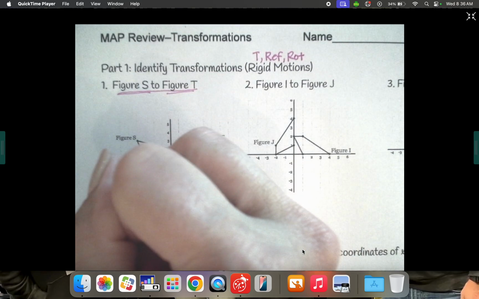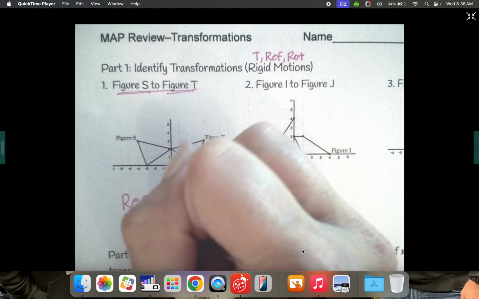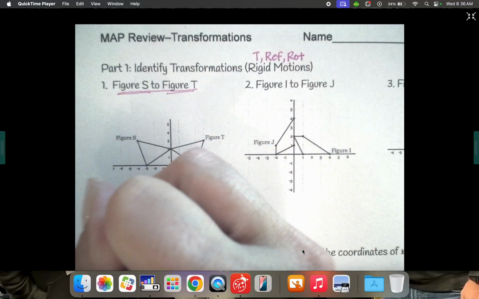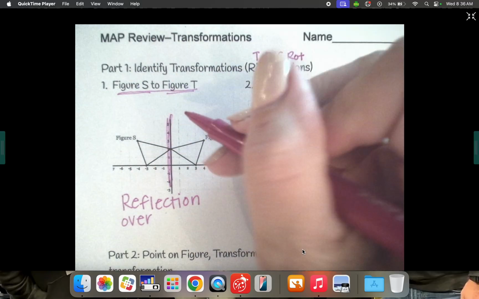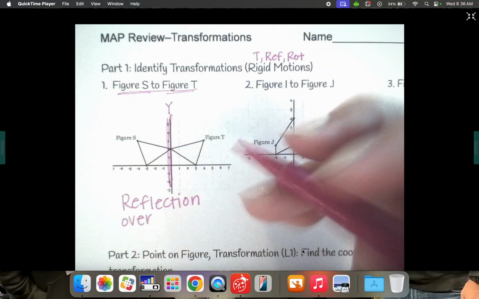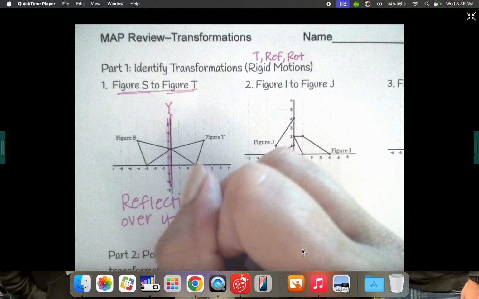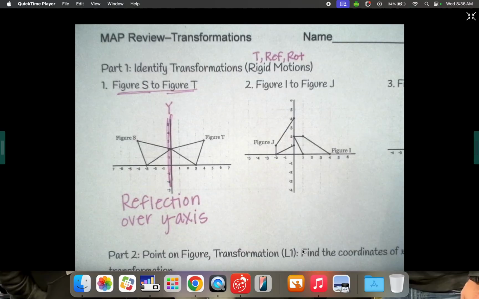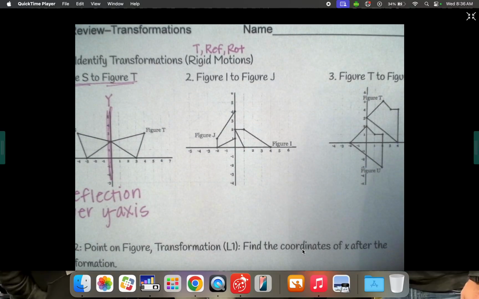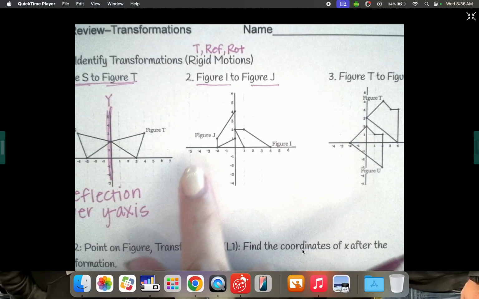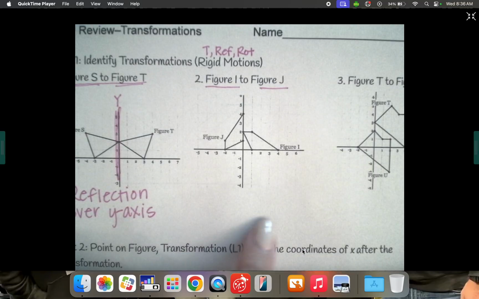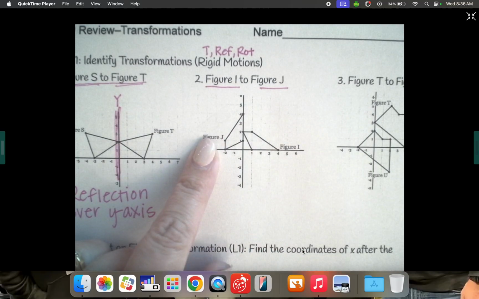So this one is going to be a reflection, and it reflected over this axis. This is our line that we reflected over, which is the y-axis. So over the y-axis. Okay, let's look at number 2. Again, be sure you're reading. This one's going from I to J. So instead of going from this one to this one, you're going from I to J.